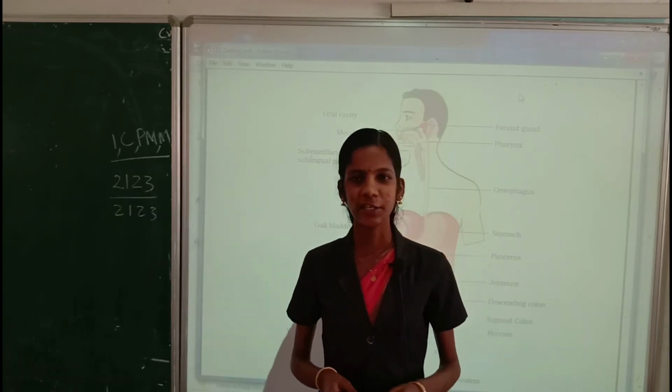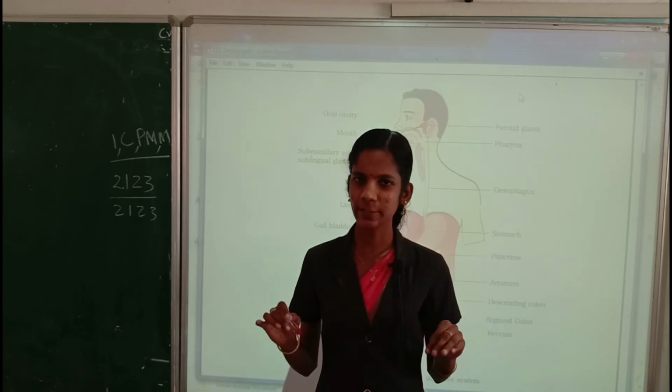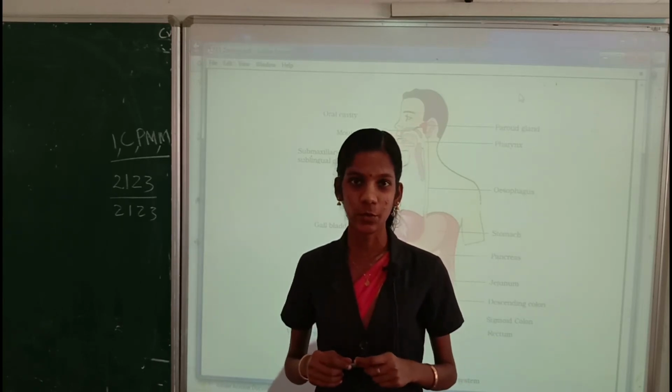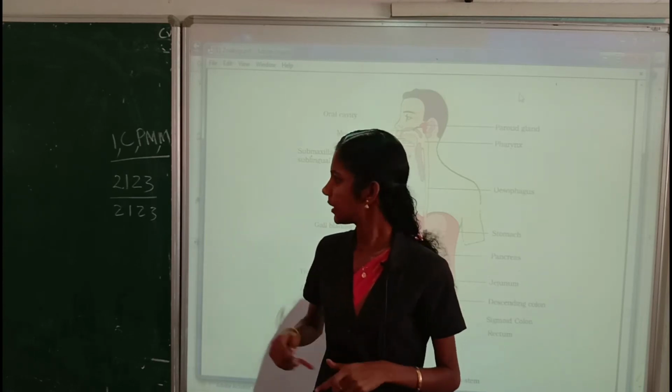The number and arrangement of teeth in each half of the upper as well as lower jaw can be expressed in the form of a simple formula. This simple formula is known as what? Yes, dental formula. Okay, dental formulae.